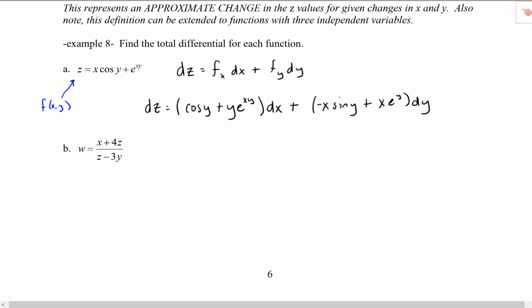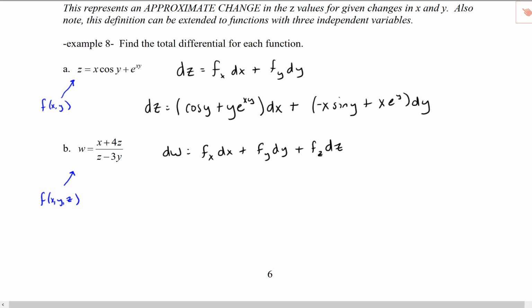Okay, let's do one that's a little bit more complicated. Let's look at letter B. In letter B, my w is really an f of x, y, z. So that means to find my total differential dw, I need to compute the partial of f with respect to x dx plus partial of f with respect to y dy plus partial of f with respect to z dz.